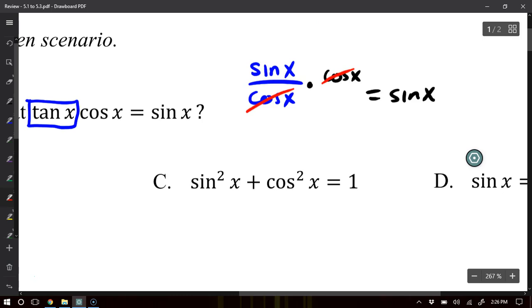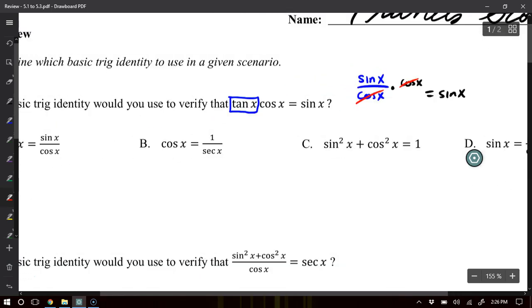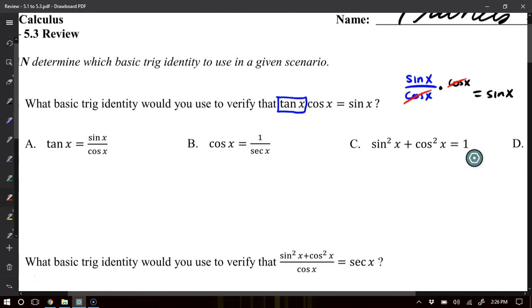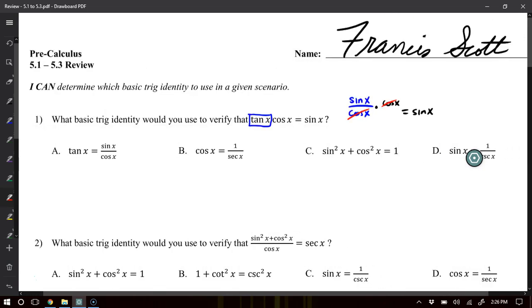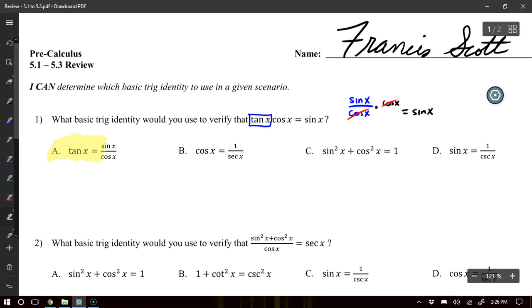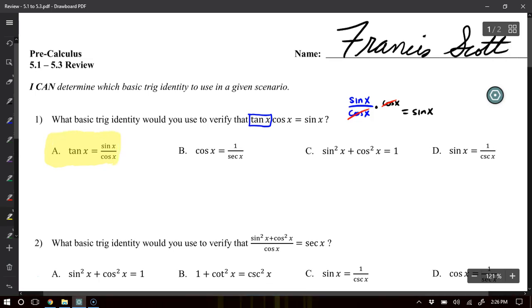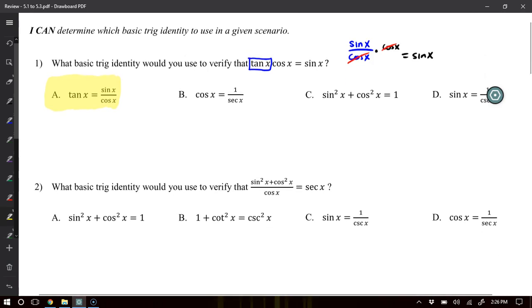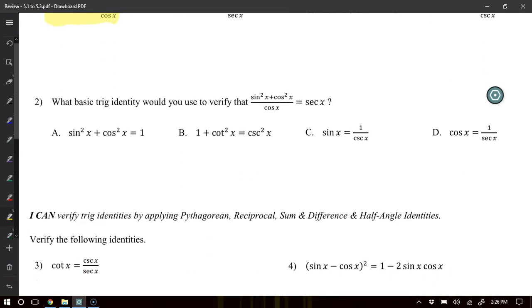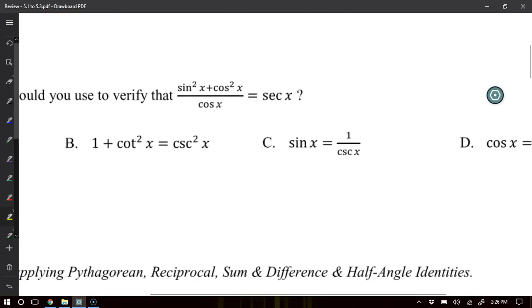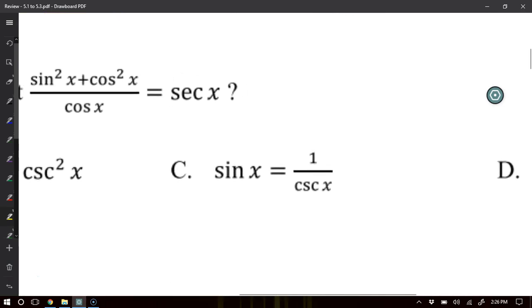So the problem is asking what identity would allow you to verify this. And between my choices A, B, C, and D, I used A. I took the tangent of x and I changed it into sine of x over cosine of x. And that allowed me to verify the identity. So that's what number one's asking. Number two then is asking us the same thing. What basic identity?